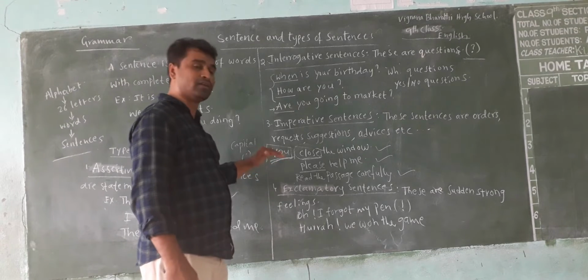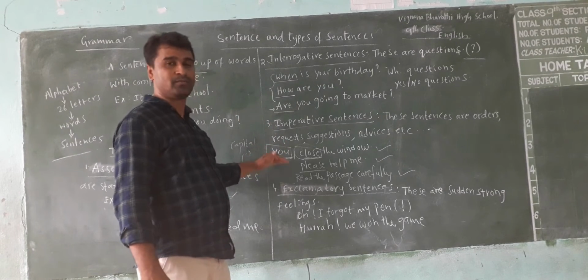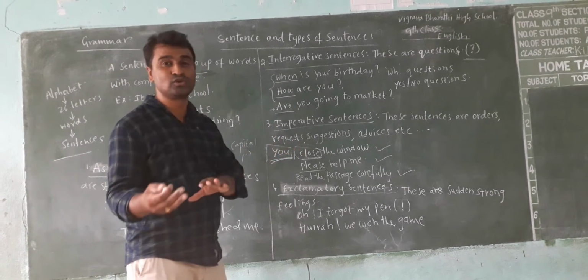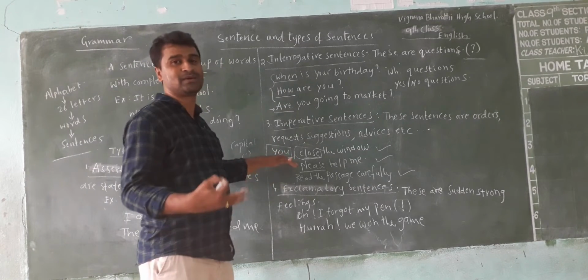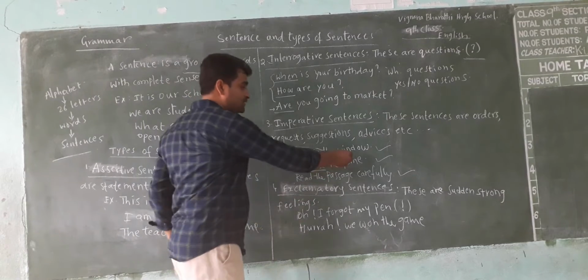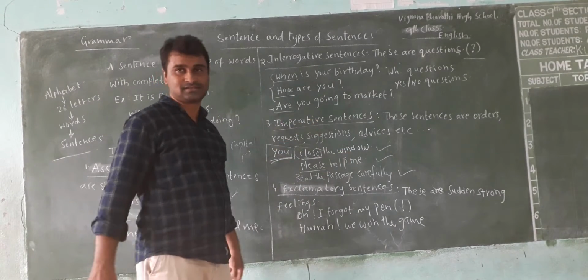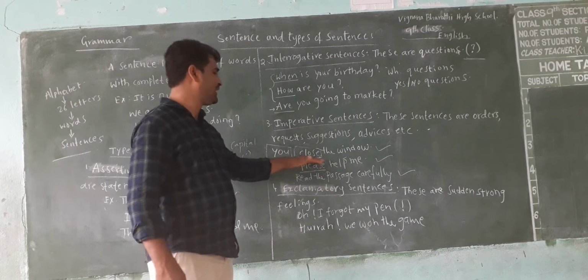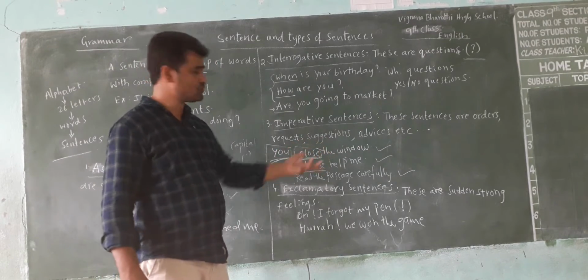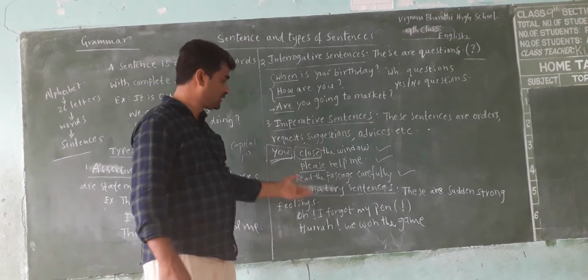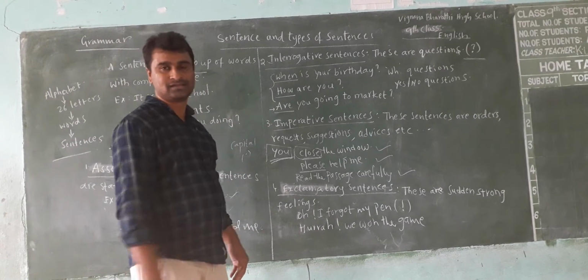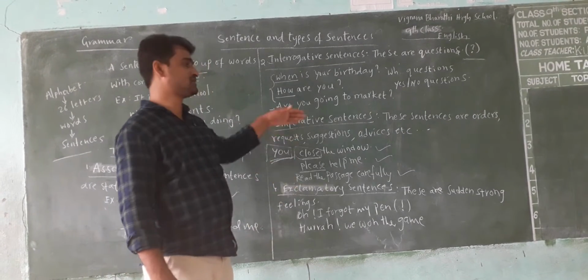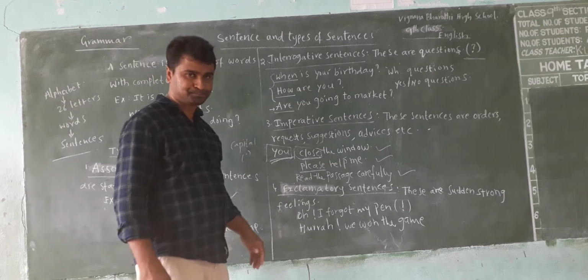We need not write the subject, it is understood, but sometimes those who are not understanding can use second person you as subject and write the imperative sentences. Mostly we directly start with the verb: Close the window, please help me, read the passage carefully, come here, go there, read the lesson. All these are imperative sentences.